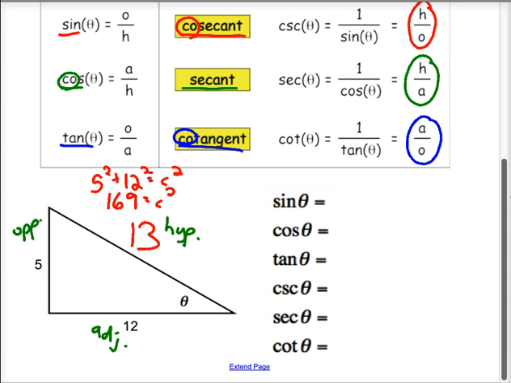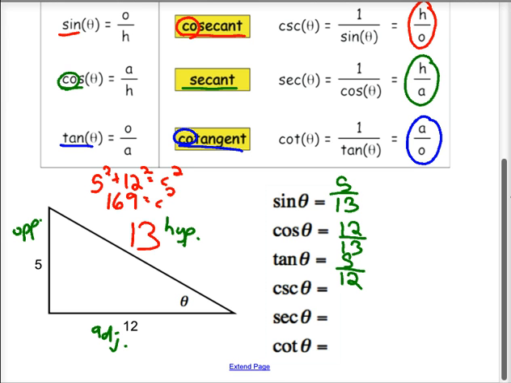All right, so sine. Sine is opposite over adjacent. Or sorry, opposite over hypotenuse. Opposite over hypotenuse. Cosine, adjacent over hypotenuse. Tangent, opposite over adjacent.